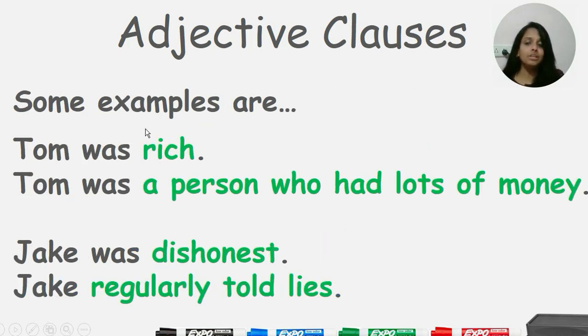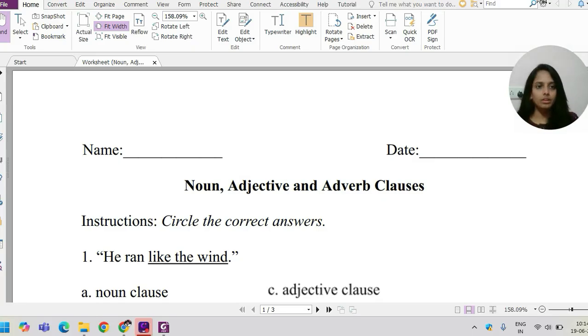And some more examples are given here. Tom was rich. Tom was a person who had lots of money. So, in a more detailed way, without using the proper adjective, we are using a group of words to describe the same word, and it means the same. Jake was dishonest. Jake regularly told lies, which means he is dishonest, right? So, these we call adjective clauses.